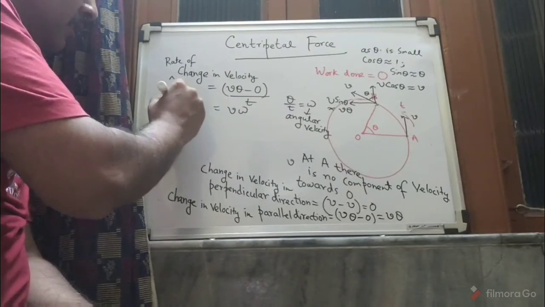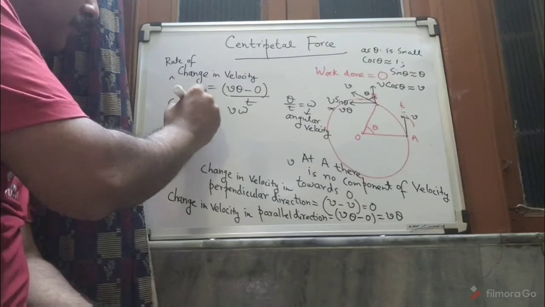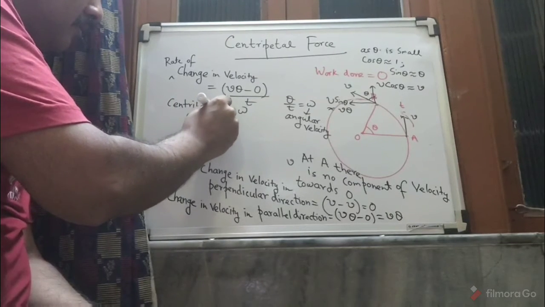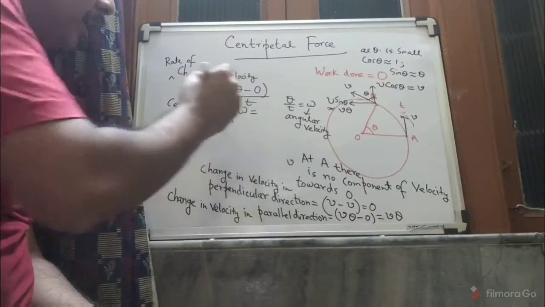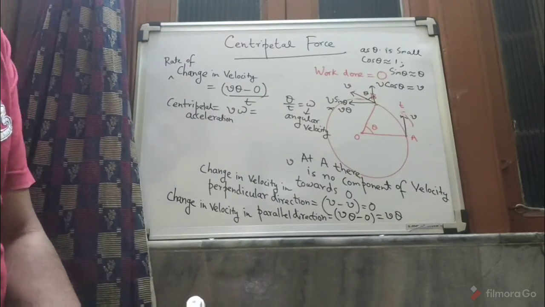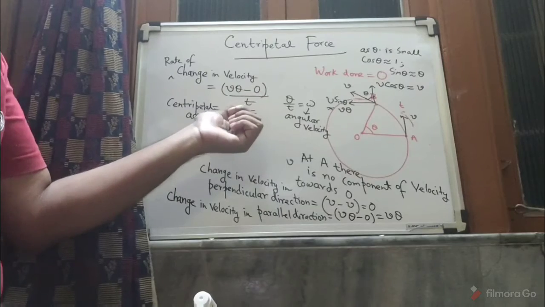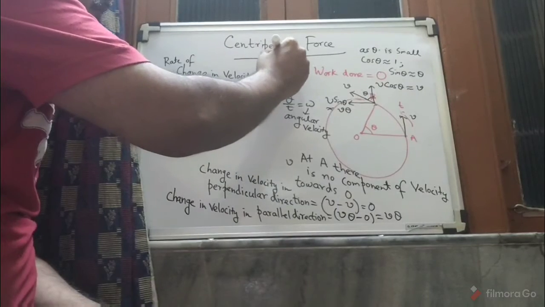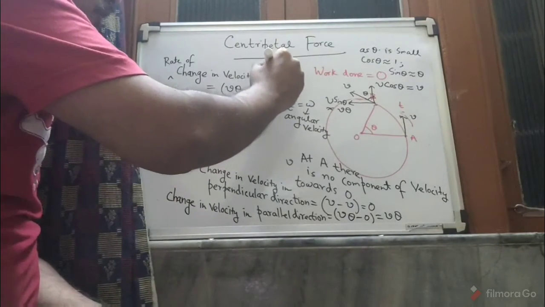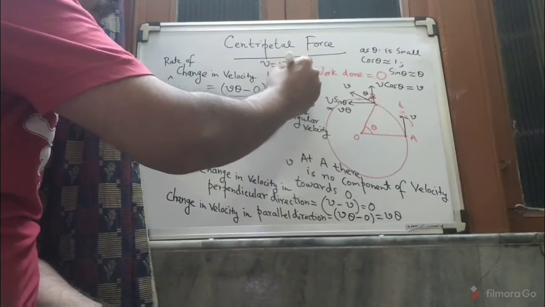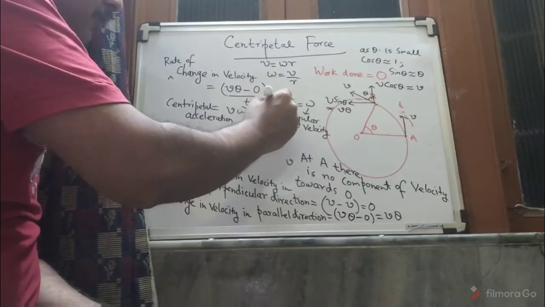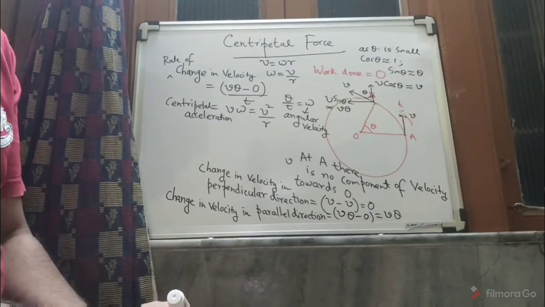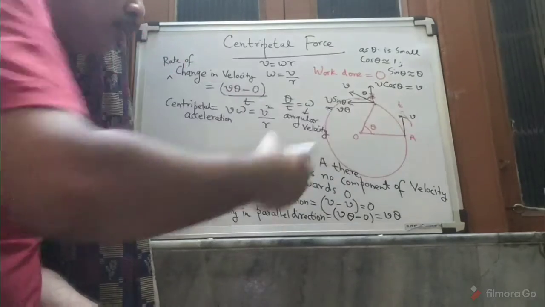It is called the centripetal acceleration. It is v into omega, and from the relation between omega and v, you know that v is equal to omega times r. So omega is equal to v divided by r. So it is v square by r. This is the expression for centripetal acceleration, which acts towards the center.